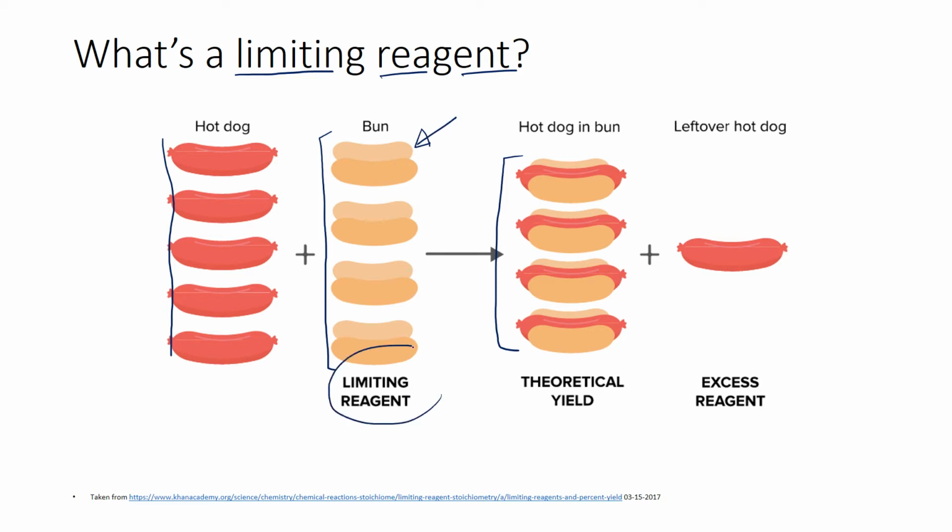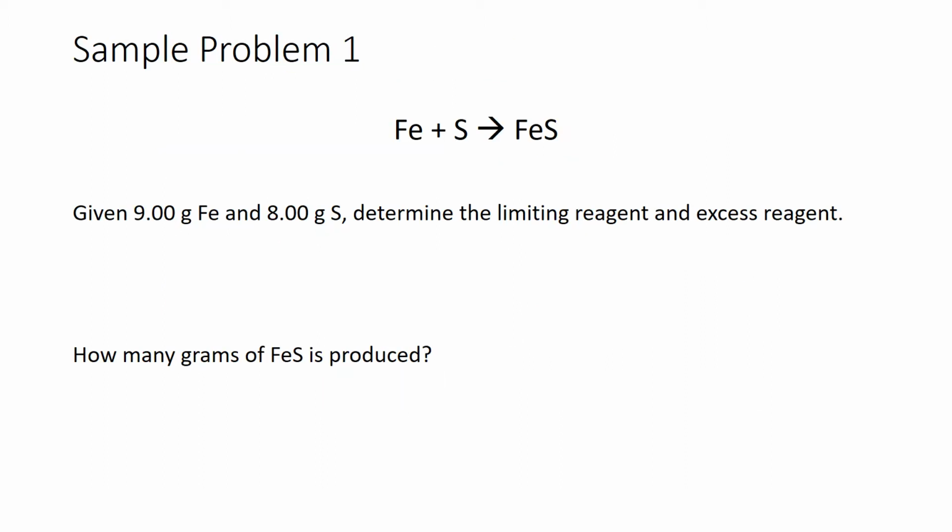That makes the buns the limiting reagent because it's the stuff that we're going to run out of. It's the thing that's going to determine how many total hot dogs are made. And the stuff that's left over, we call that the excess. Pretty easy to understand with hot dogs. It gets a little bit convoluted when we look at a chemical equation. For instance, let's go with a very simple chemical reaction where iron and sulfur come together to make iron sulfide. Given 9 grams of iron and 8 grams of sulfur, what is the limiting reagent and what is the excess?